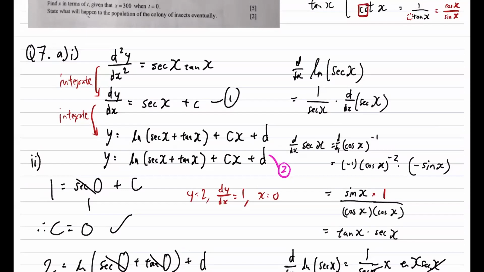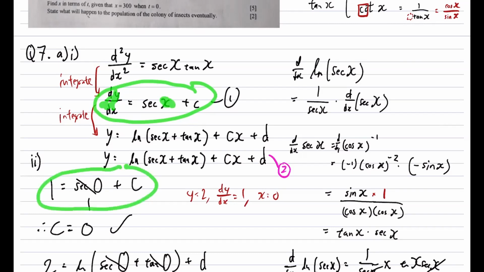So what I did over here is I started off with equation 1. Then I replaced dy by dx with 1 and x with 0 to solve for c. Then I get this part here: 1 equals secant 0 plus c. But what is secant of 0?